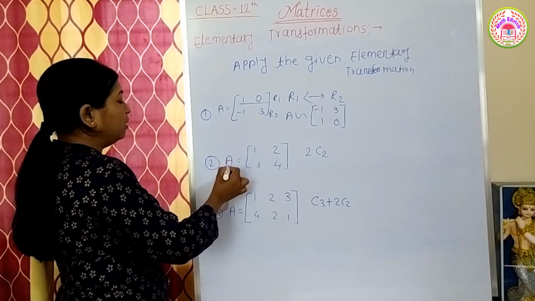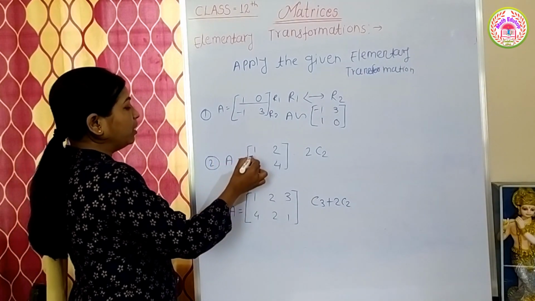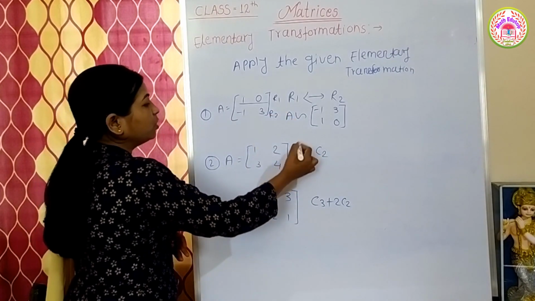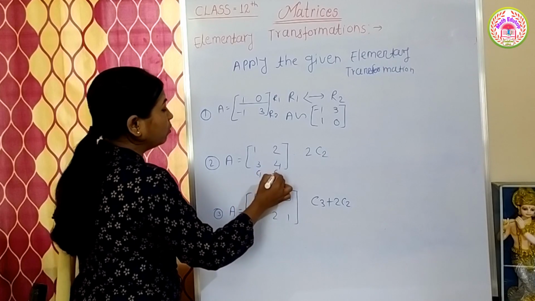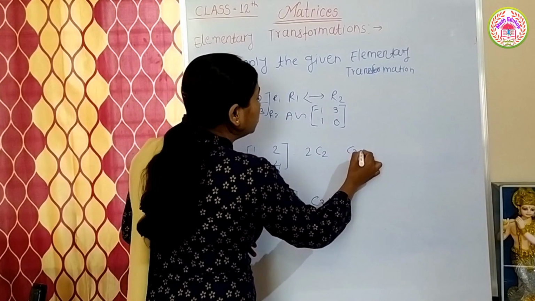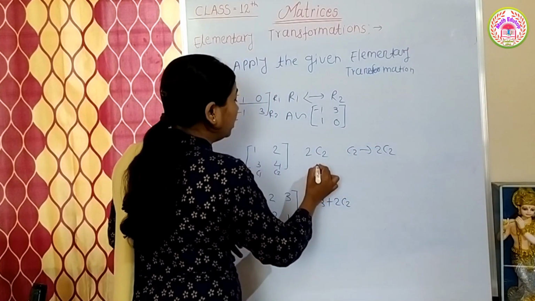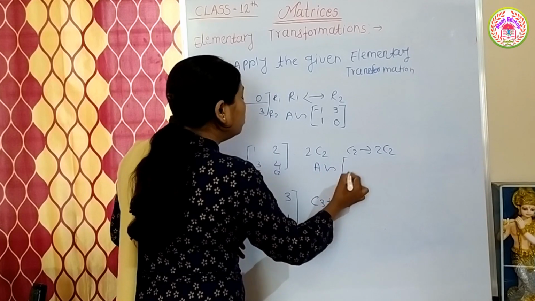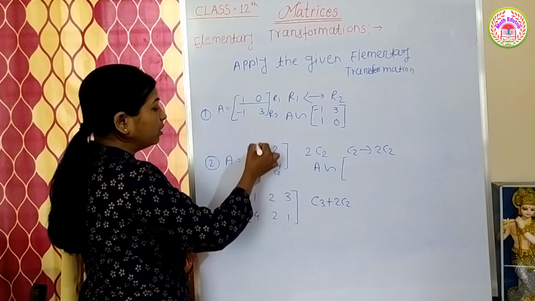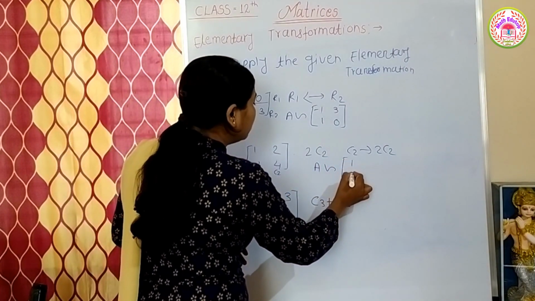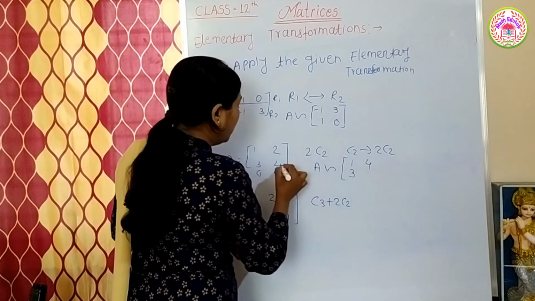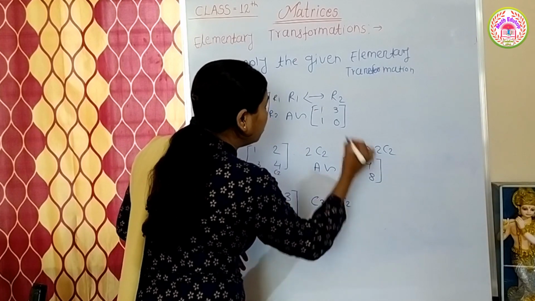Then the second example is that the given matrix is 1 2 3 4 and it is required to find 2 times C2. This operation has to be applied on the C2 column. This is the C1 column, this is the C2 column. So the change should happen in the C2 column, so the C2 column changes to 2 times C2, okay. So what will the new matrix be? The C1 column elements remain as it is, the C1 column elements are 1 3. This C1 column remains as it is, the elements of C2 are changed: 2 × 2, that is 4, and 4 × 2 is 8. This is the new matrix.